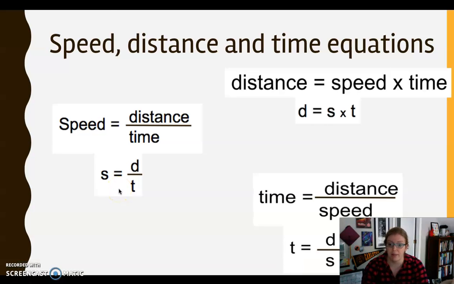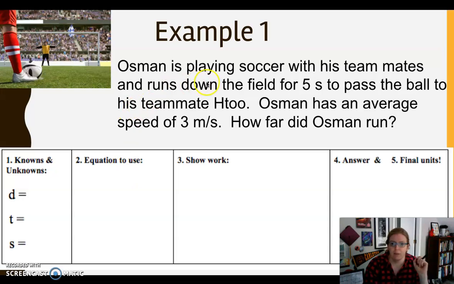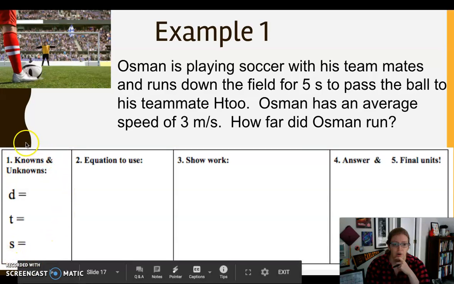So let's try a sample problem together. Osman is playing soccer with his teammates and runs down the field for 5 seconds to pass the ball to his teammate. Osman has an average speed of 3 meters per second. How far did Osman run? Take a moment right now and try to determine what you know and don't know in this problem.